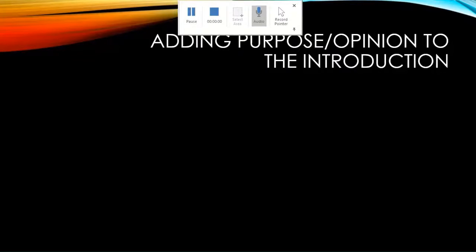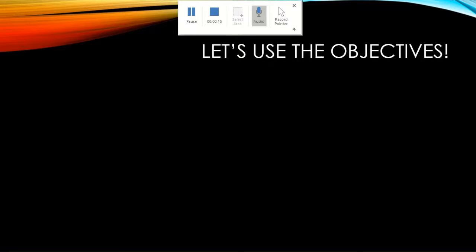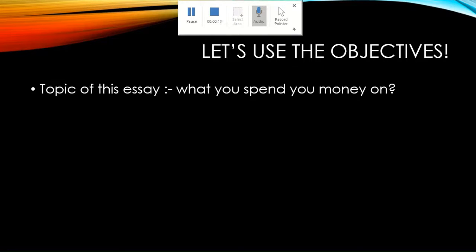To finalize our introductions, we need to add purpose or opinions into our introductions. It adds flavor to our writing, making it more mature and meaningful. Now, let's take a look at the topics of our essay so that we don't write out of topic, and look at our writing objectives to determine the writing purpose of our essay.